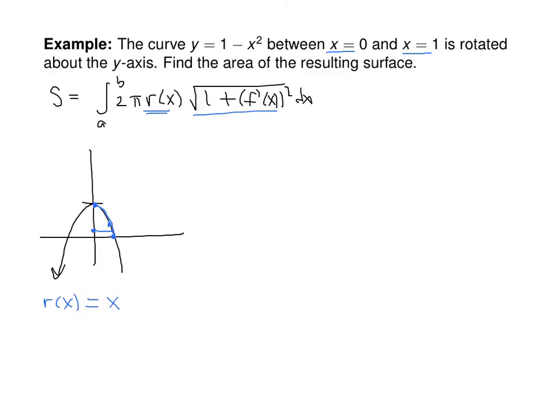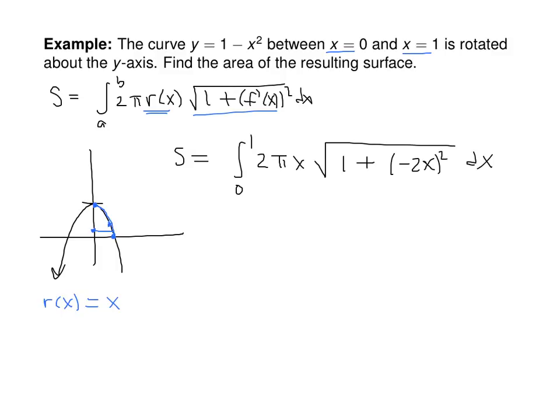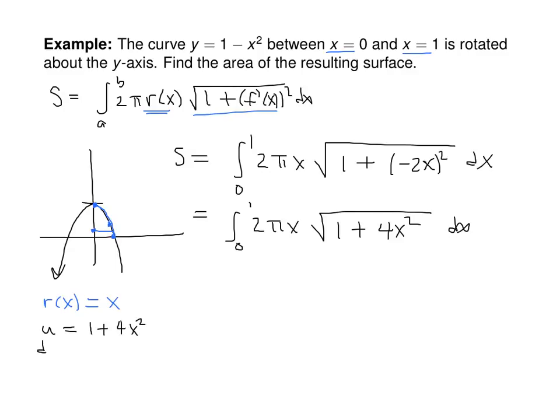So for this example, my surface area is equal to the integral from 0 to 1, 2 pi x times the square root of 1 plus negative 2x squared dx, or the integral from 0 to 1, 2 pi x times the root of 1 plus 4x squared dx. Now here I think it's best to use a u substitution. So I'm going to let u equal 1 plus 4x squared. My du is 8x dx. So 1/8 du equals x dx.